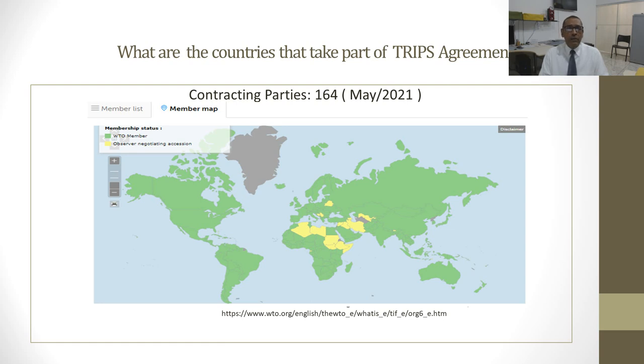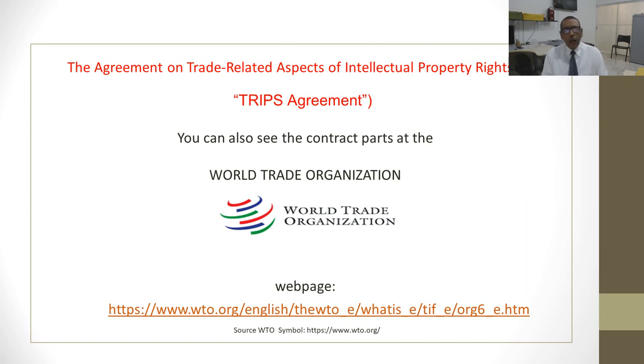And which countries take part in the TRIPS Agreement? Almost all countries in the world, including the United States, Europe, Asia, and many countries of Africa and Oceania. You can also see the contracting parties of the TRIPS Agreement on the World Trade Organization webpage. And you can see more information about this agreement on the webpage of the World Trade Organization.